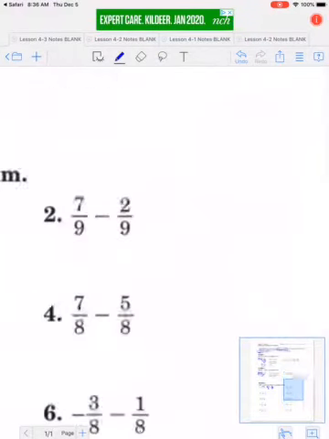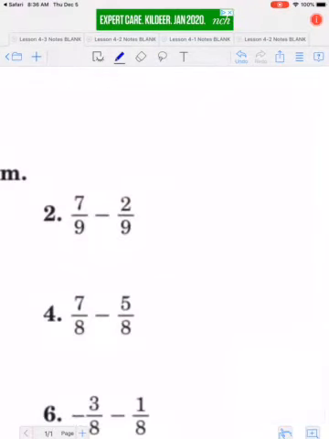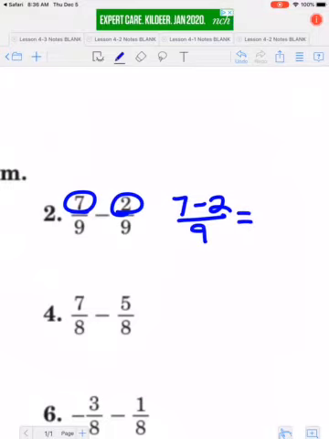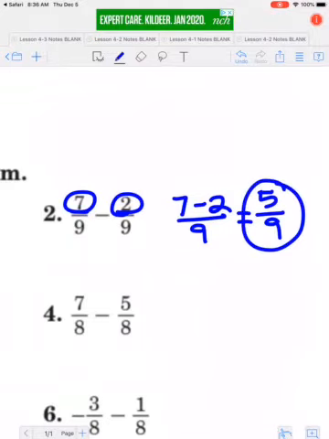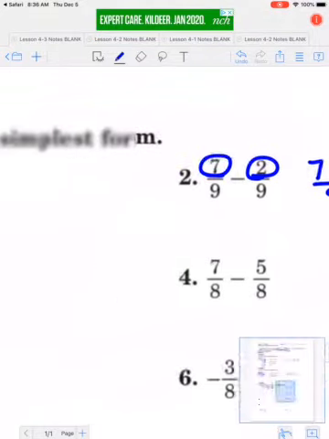Okay, number 2, we have 7/9 minus 2/9. You're going to take your 7 and your 2 and you're going to subtract. Keep your 9 the same. So 7 minus 2 is 5. 5/9, we cannot simplify that further, so our answer is just 5/9.